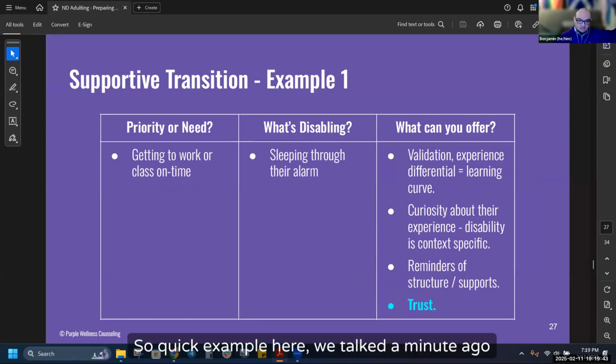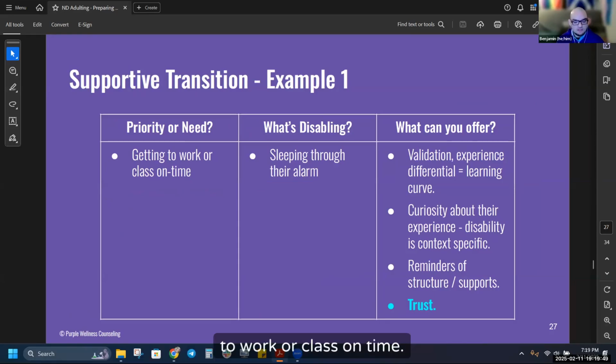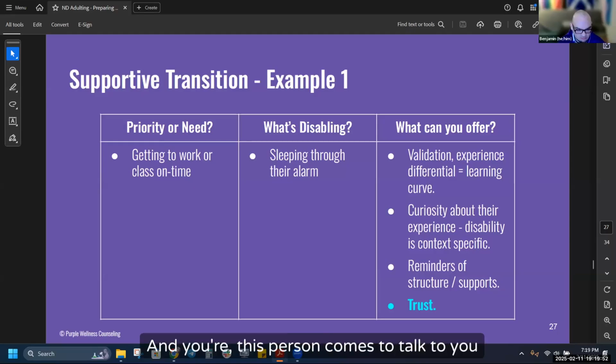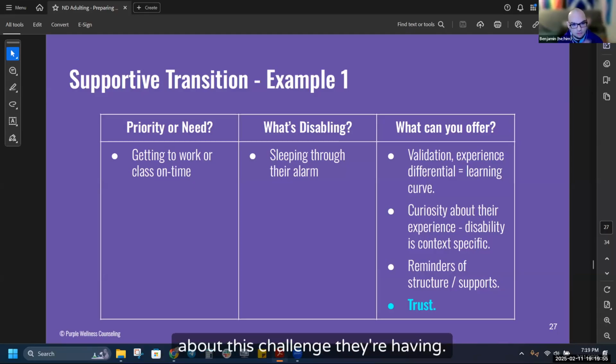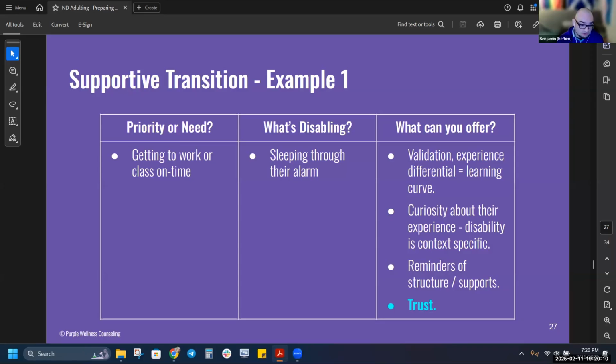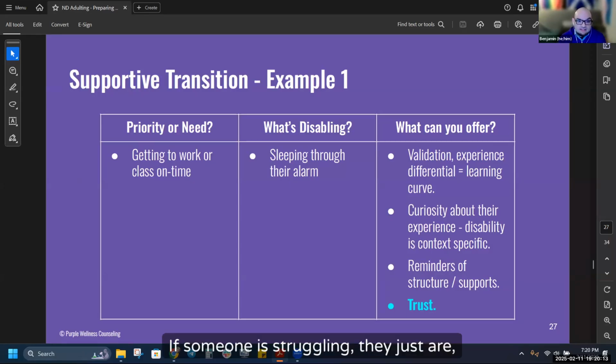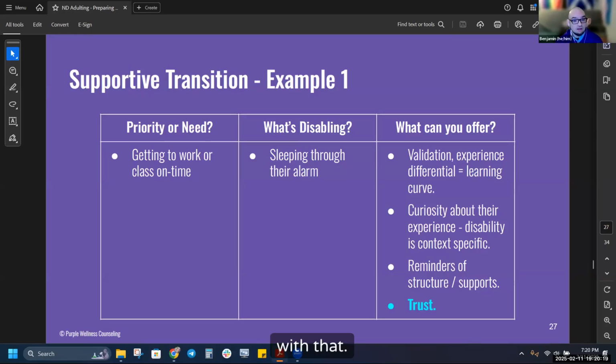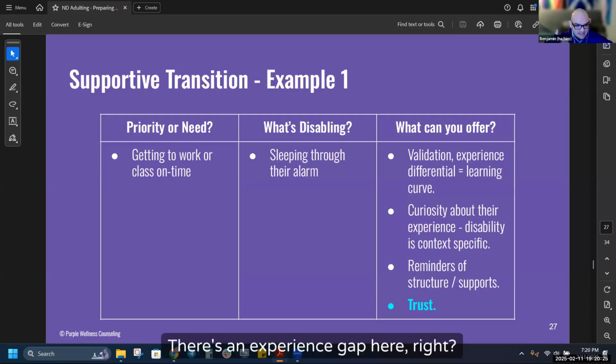So quick example here, we talked a minute ago about a challenge for a young person who's sleeping through their alarm, can't get to work or class on time. So parent, this same thing is happening, right? And this person comes to talk to you about this challenge they're having. What are things as an adult in this person's life that we can do? We can offer validation here. That's one of the most important things that we can do for somebody struggling, is to validate, even if we don't understand or even maybe agree with their struggling or why they're struggling. If someone is struggling, they just are, right? And so I can see you're struggling, or I could tell maybe why you might struggle with that. Or that is really upsetting when you can't get to class. There's an experience gap here, right?